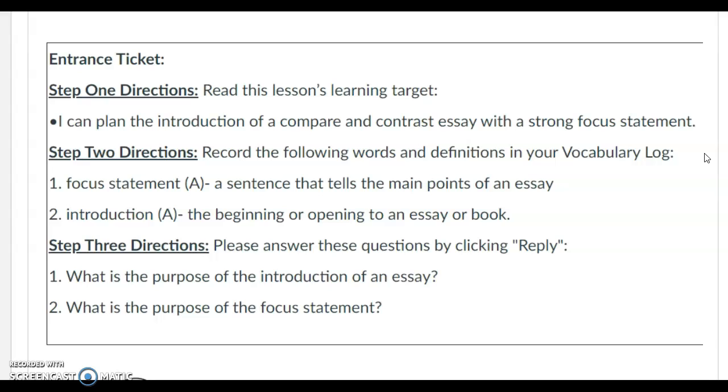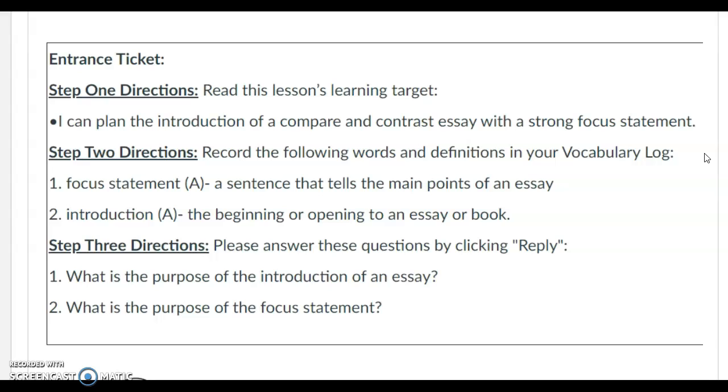So step 1 is read the learning target. Ms. King just read you the learning target. I'm going to read it to you one more time. I can plan the introduction of a compare and contrast essay with a strong focus statement. So you just checked off step 1. Step 2 is record the following words and definitions in your vocabulary log.